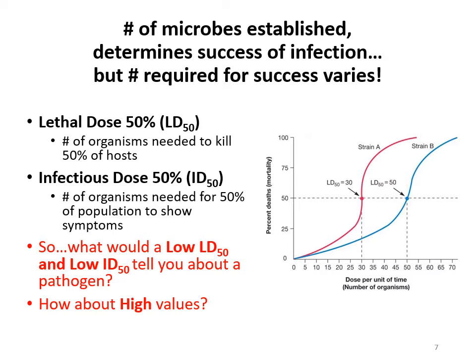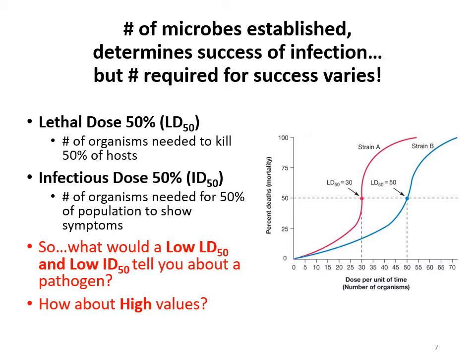Whereas if there's a high LD50 or a high ID50, what would that tell you? Well, you need millions of these little bacteria before people even sniff them. Or you need millions of these just to kill one person. Okay? That would tell you that each individual one isn't very strong, right?